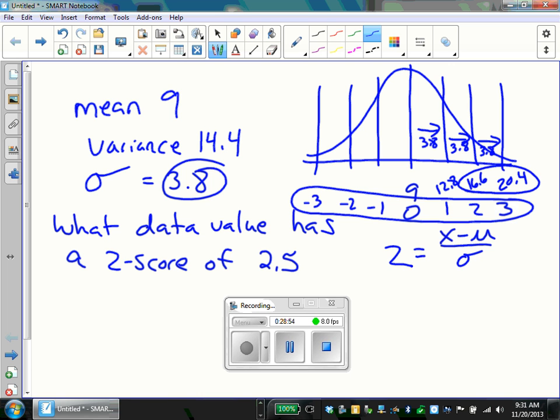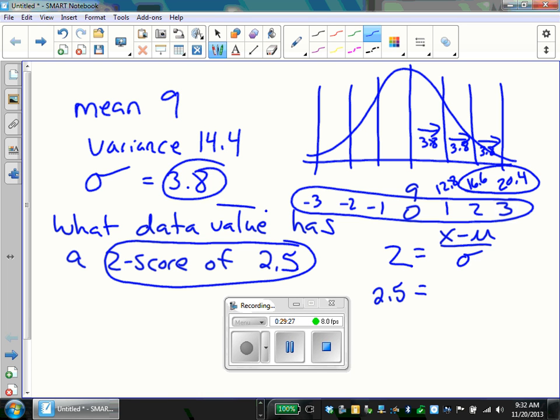What do we know? Do we know the z? Do we know the z-score? Yes, we do. Z-score of 2.5. We have been given the z-score in this case. I have not been given the data value. I don't know one of these things. I've been given the z-score, so I'm going to put a 2.5 for the z. Do you understand that the z-score is 2.5? Because it tells us that the z-score is 2.5 here.